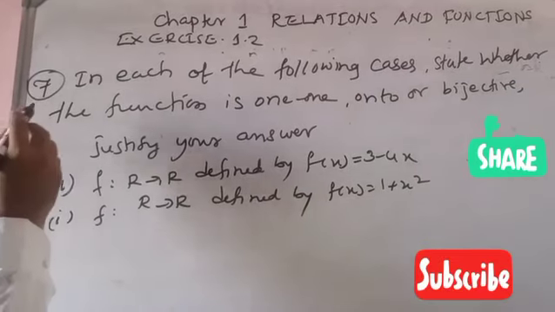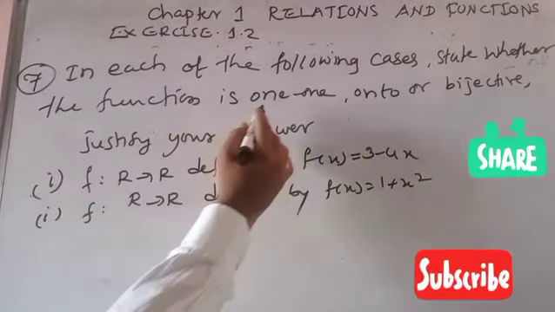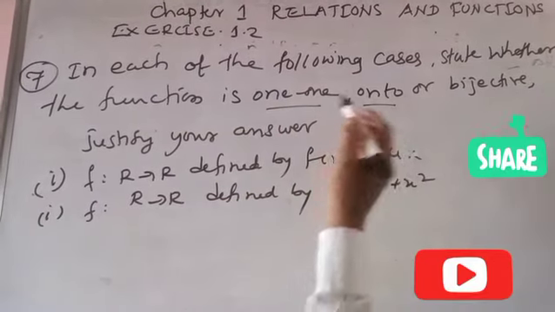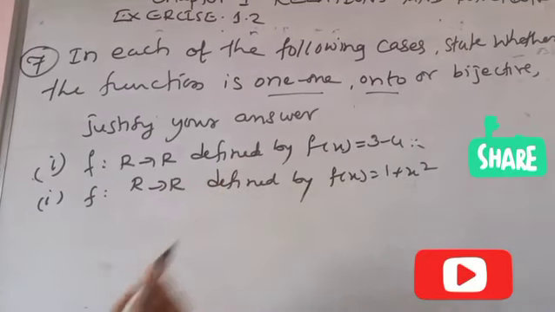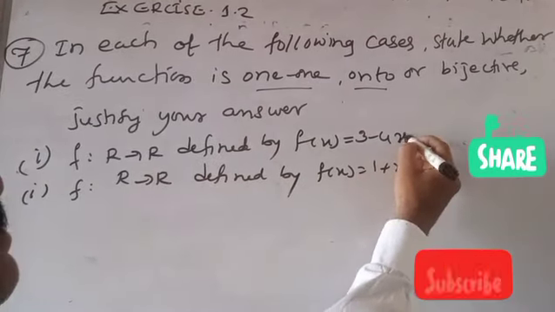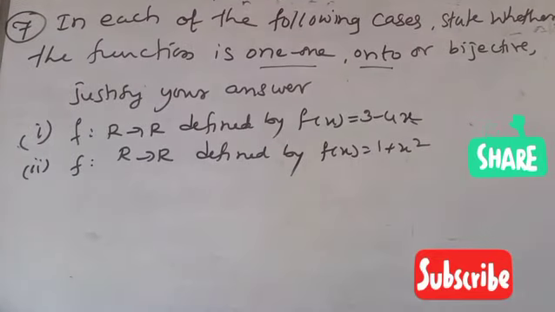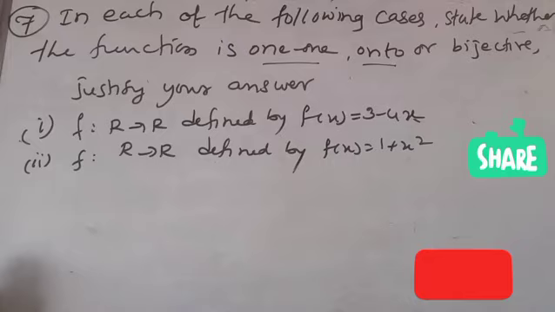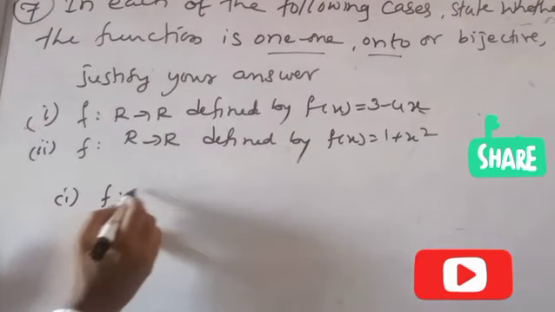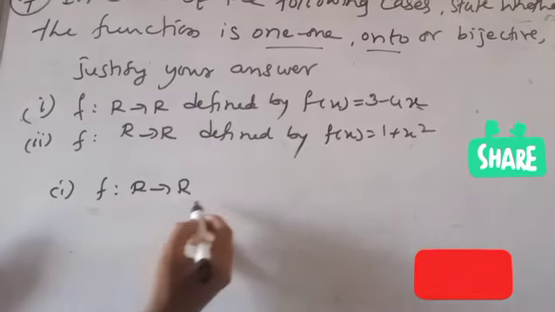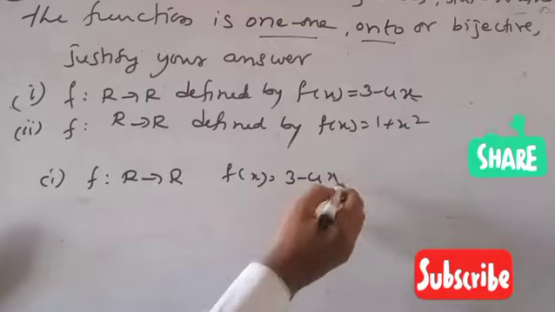Next problem, the 7th. In each of the following cases, state whether the function is one-one, onto or bijective. Justify your answer. First one, f from R to R defined by f(x) = 3 - 4x. Second one, f from R to R defined by f(x) = 1 + x². So first of all, we have to see the first function, f from R to R defined by f(x) = 3 - 4x.